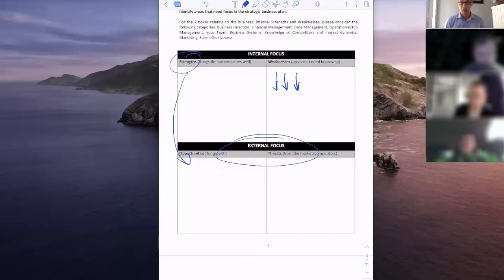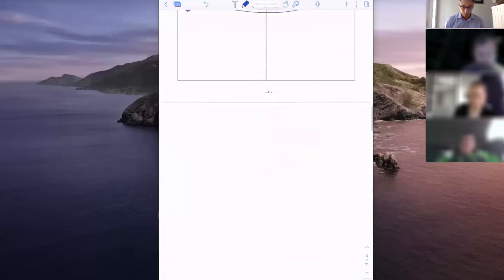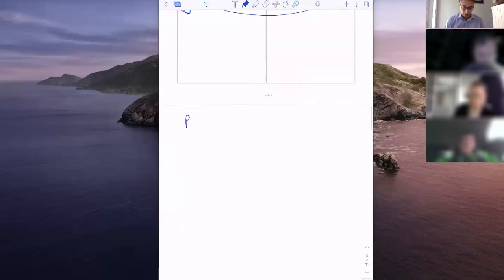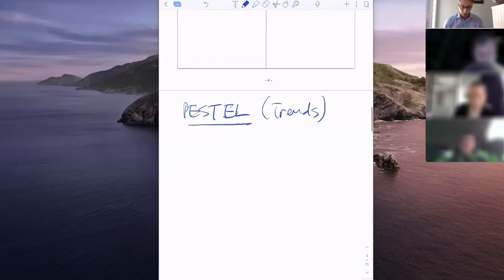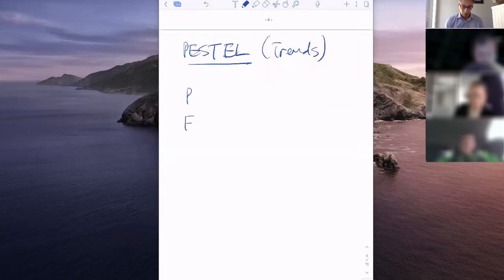But definitely with opportunities, how can we use our strengths? How can we do things to take advantage of those opportunities? Now, when we try to work out what the opportunities and threats are out there in the marketplace, or externally to us, that's where we use PESTEL analysis. So PESTEL, okay, this is really looking at trends out there in the market. I'll just tell you what it stands for, and then we can have a quick discussion.